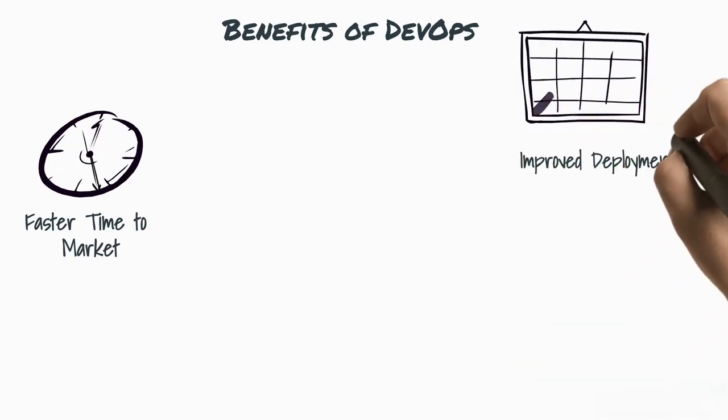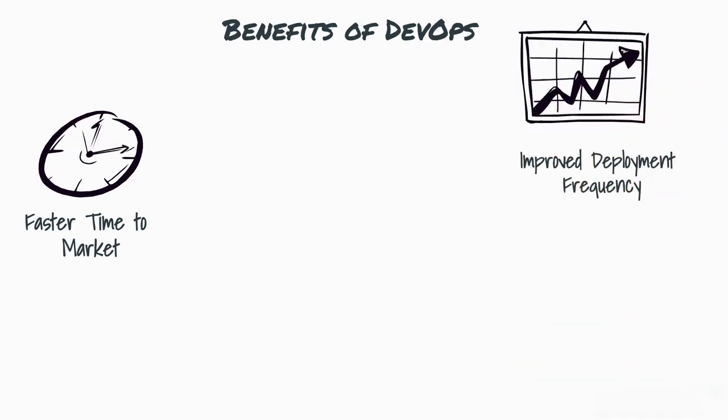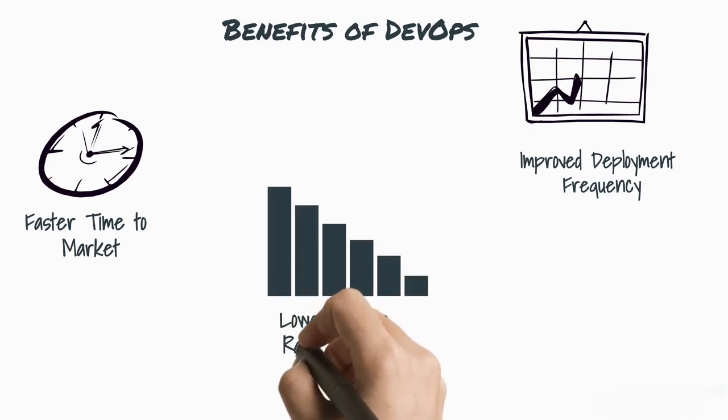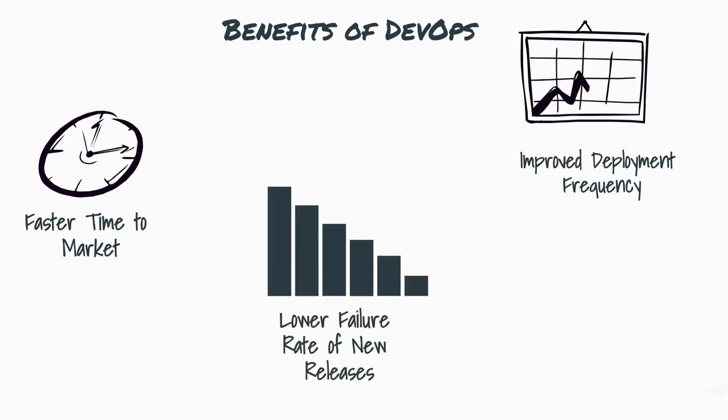Improved deployment frequency. With DevOps, organizations can increase the frequency of deployments, ensuring that new features and updates are delivered consistently and reliably. Lower failure rate of new releases. By automating testing and deployment processes, DevOps reduces the likelihood of errors and failures in new releases, improving overall software quality.